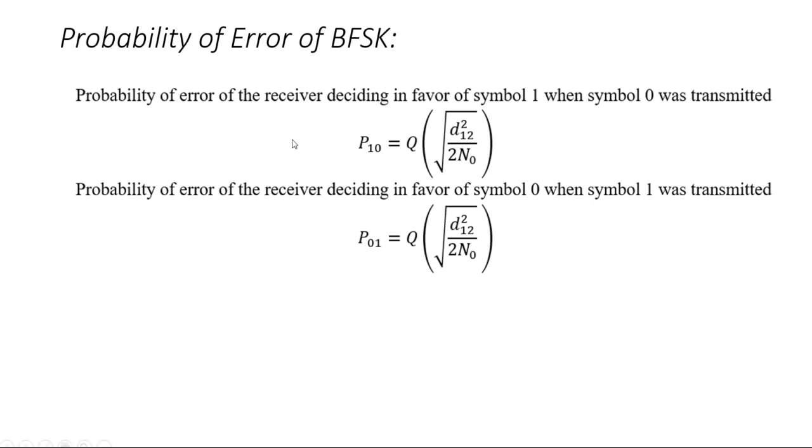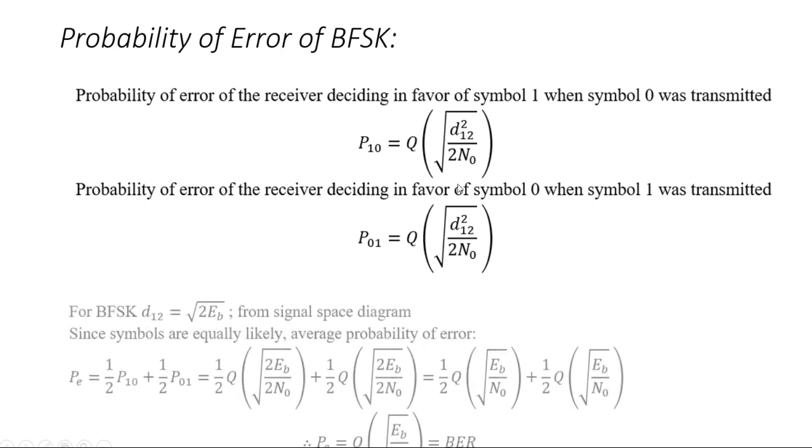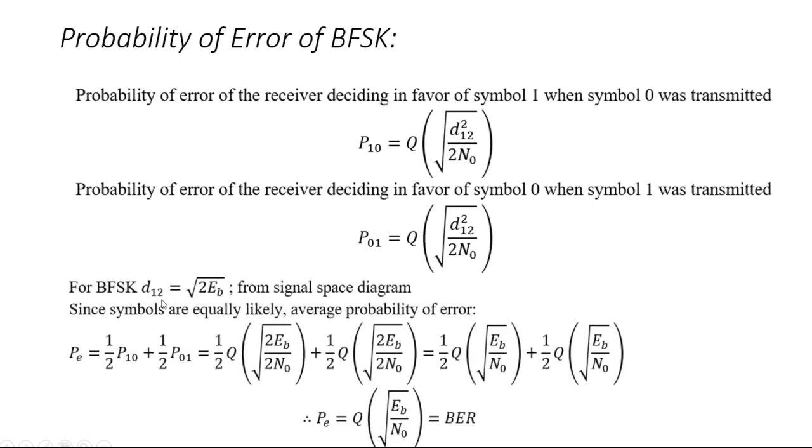Now the probability of error. It is a similar procedure to BPSK, that is P10 and P20. The formula is exactly the same. We are using D12 for BFSK. D12, the distance between the two symbols, is root 2 Eb. You can see it in the signal space diagram. Since again we are considering that the symbols are equally likely, the average probability of error will be half of the first type and half of the second type. So you will get the probability of error equal to Q of root Eb by N0, which is the BER, because it is a single bit. BFSK is a single bit type of modulation.